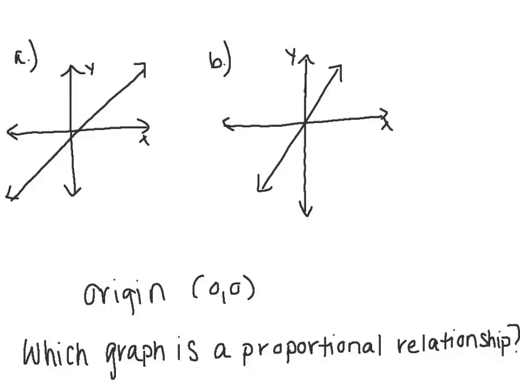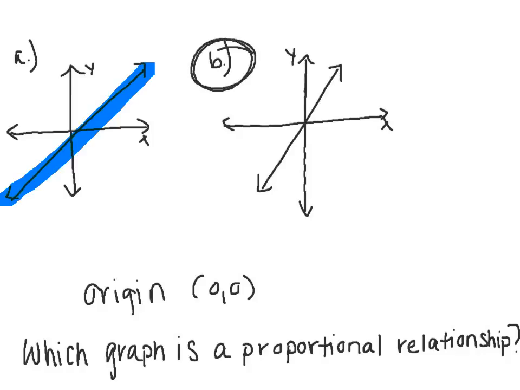So if I take a look up here at these two graphs, I have A and B. So it looks like A is really close, but doesn't quite pass through that center of the graph, which is where my origin is located. So my answer is going to be B. B is the graph that is proportional because it passes right through that origin, that point, 0, 0.